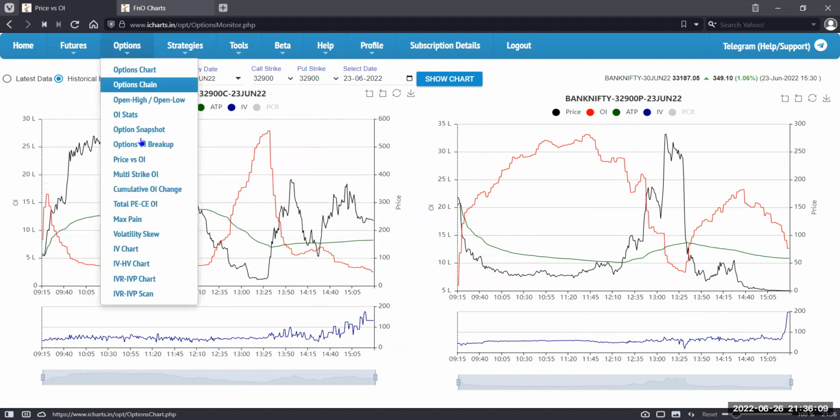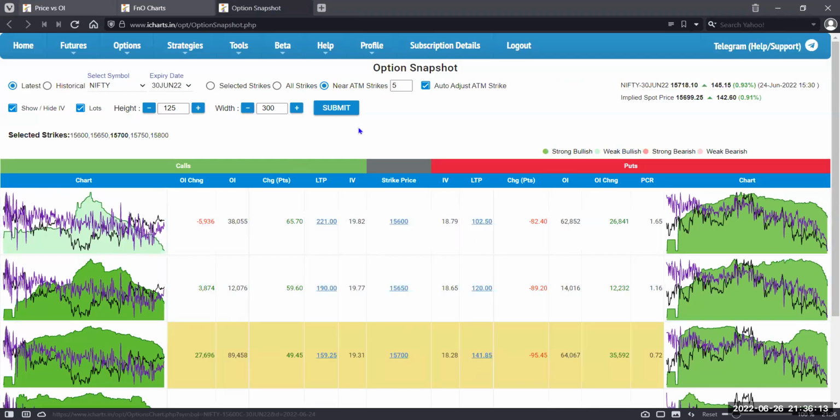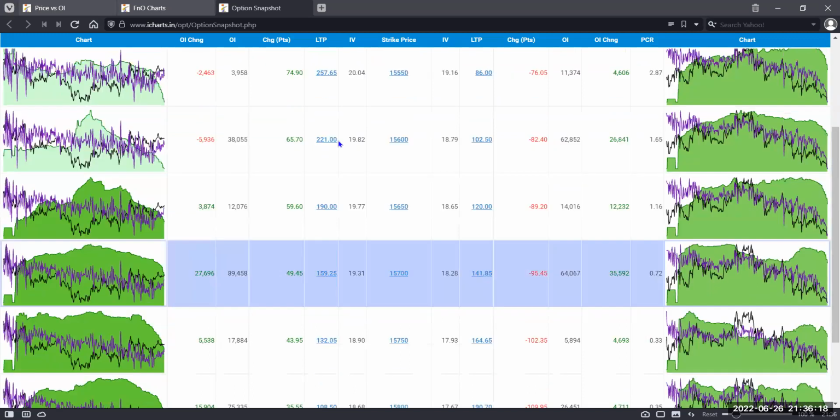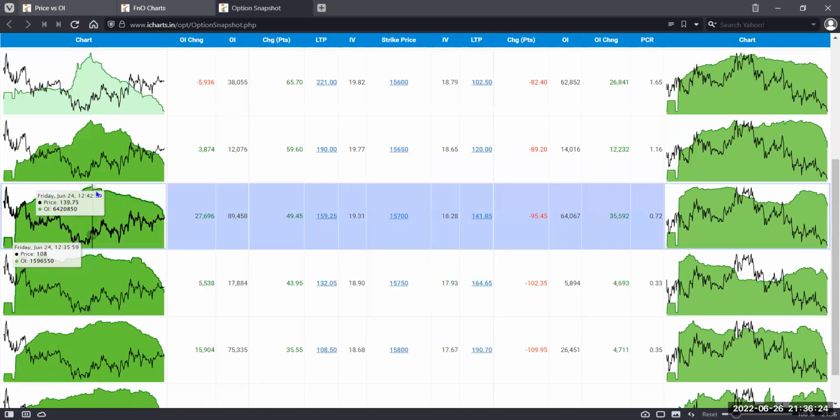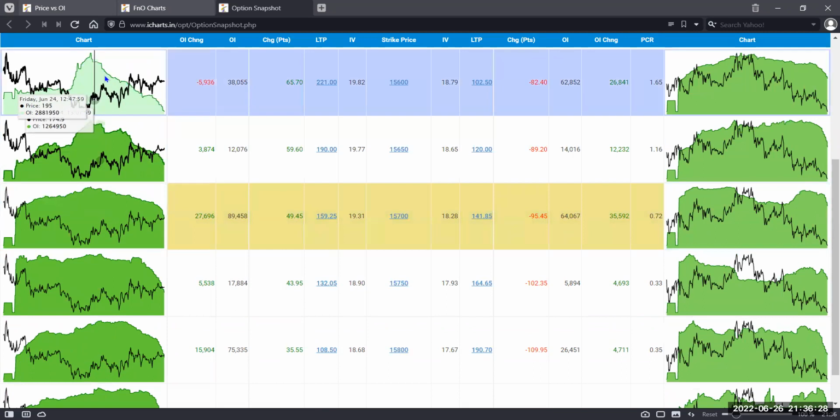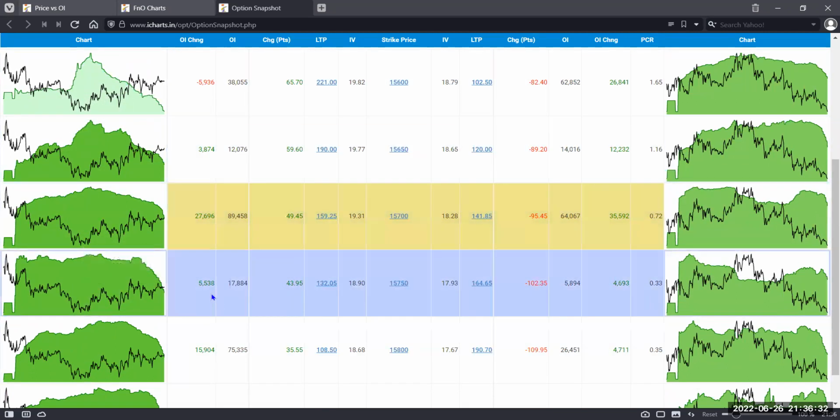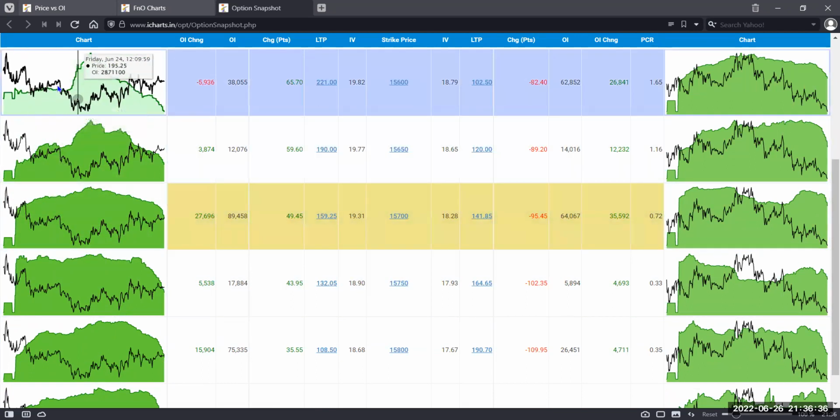What you can do is open an option snapshot, select say near the money 5, 7, 8 or whatever. Just hide IV. Now this is what you see is IV. Sorry, OI. This green that you see is OI. So now sit with this open on expiry day or any day, and see where you are seeing huge buildup.